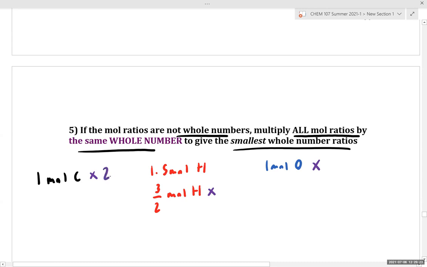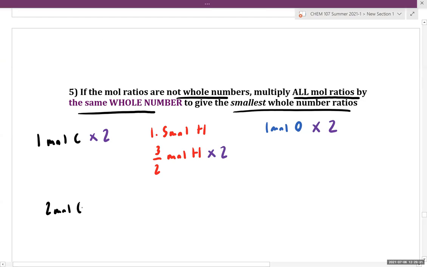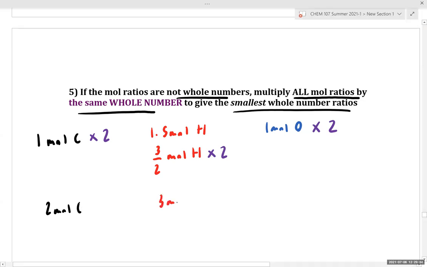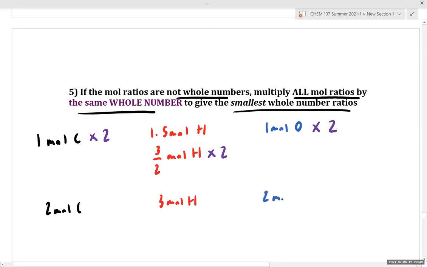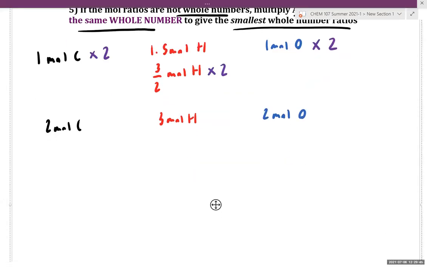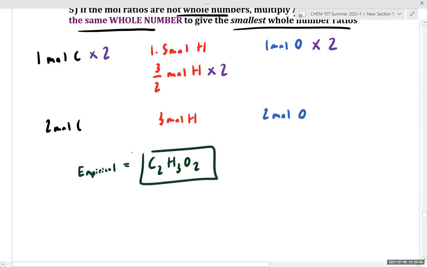2. So we're going to multiply each of our moles by 2. That in turn gives us 2 moles of carbon, 3 moles of hydrogen, and 2 moles of oxygen, which gives us an empirical formula of C2H3O2. Does that make sense to everyone?